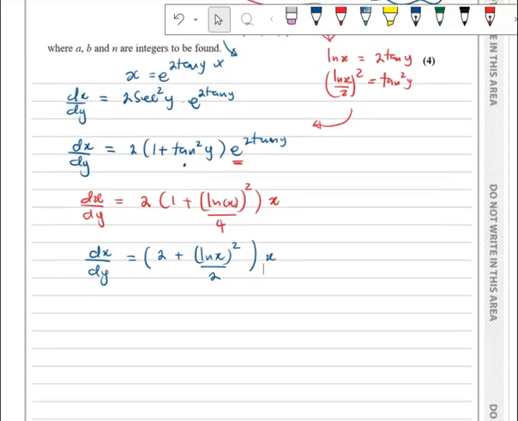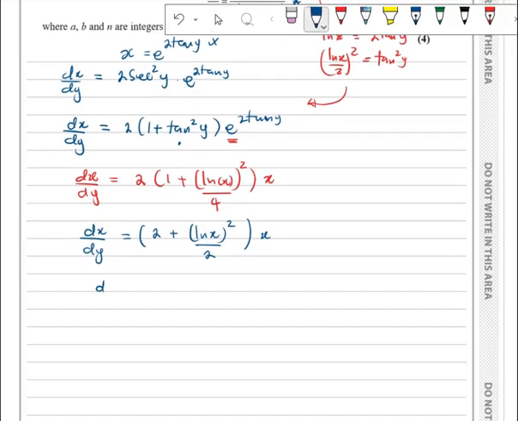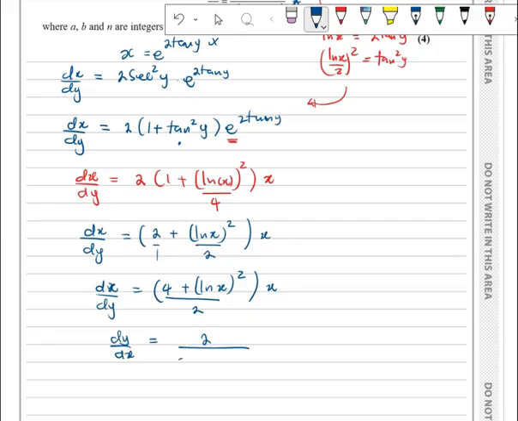I can decide to join the fraction. So you have dx/dy as equal to, multiply by 2 over here, this is like over 1, so you have 4 plus natural log ln of x all squared, all of it over 4. But the x is still outside here. Then I'm just going to flip it, then I get dy/dx. So dy/dx is going to be 2 over x into 4 plus natural log of x all squared, and that is your dy/dx. That's what you're looking for.